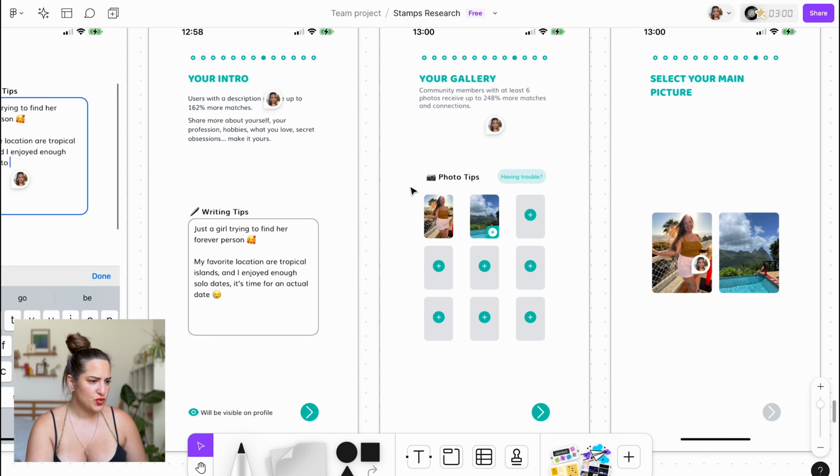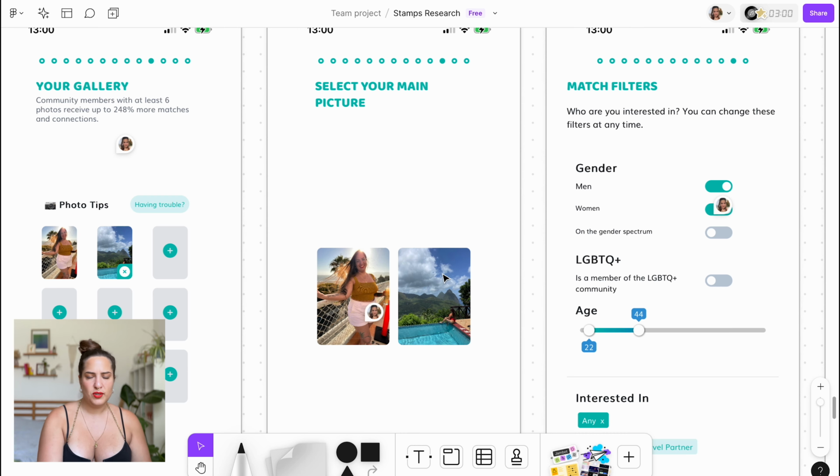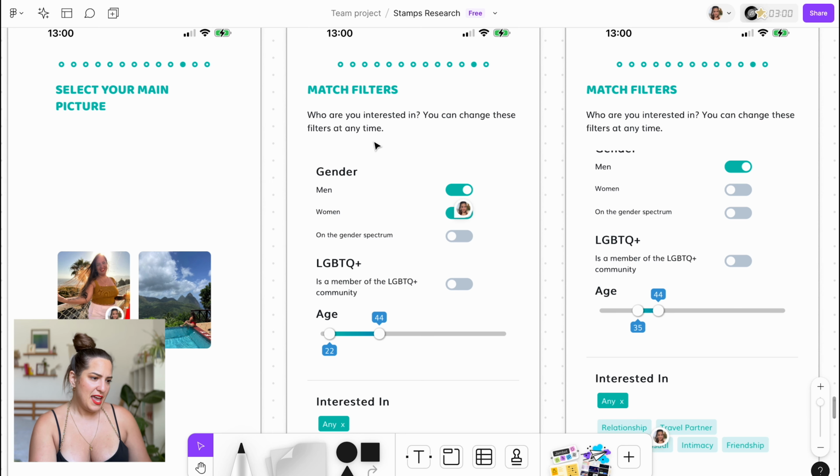I forgot to take a screenshot of the screen before. They start with upload 2 photos. Cool, I upload 2 photos. I click next and then they give me your gallery. I like the statistics that people with 6 photos have more matches, but I'm not approved yet in the app. I haven't swiped on anyone, I haven't felt the app yet. Why do I need so many photos? And then select your main photos. Seriously? Can't you do it in the first screen? So 3 screens for photos. That's crazy. And then match filters.